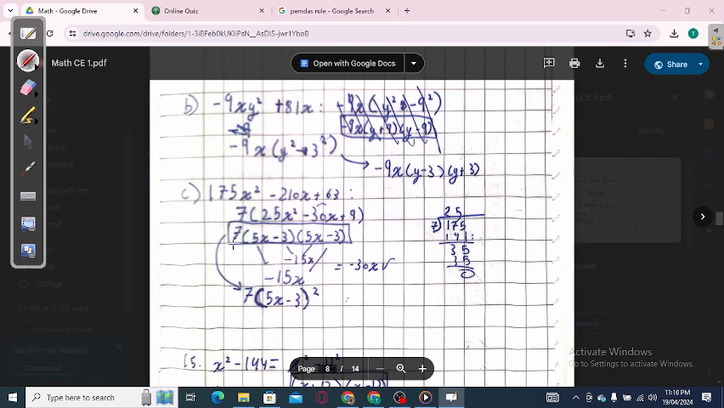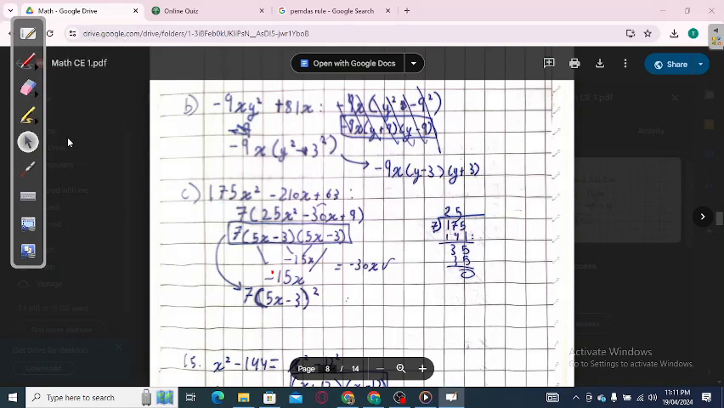Say this was my first try of my trial and error. I got 5x minus 3 times 5x minus 3. Now I check: 5x multiplied by negative 3 gave me negative 15x, and negative 3 multiplied by 5x gave me negative 15x. Now you add them and you get negative 30x. Now you check: is this value equal to the value you have in your original expression? If it is, you factored successfully, that's the right answer.